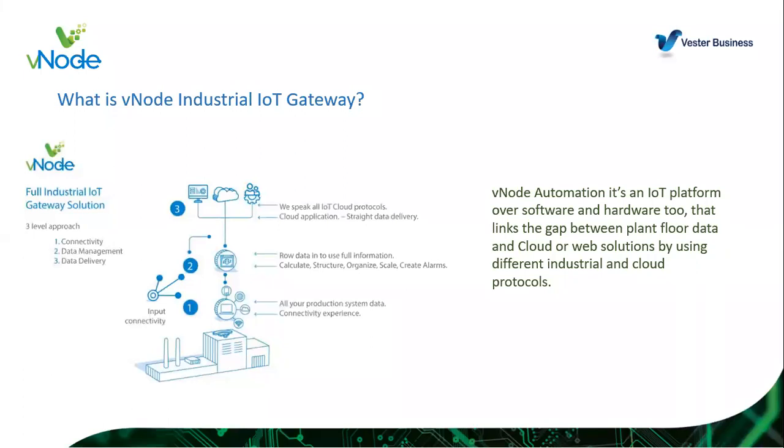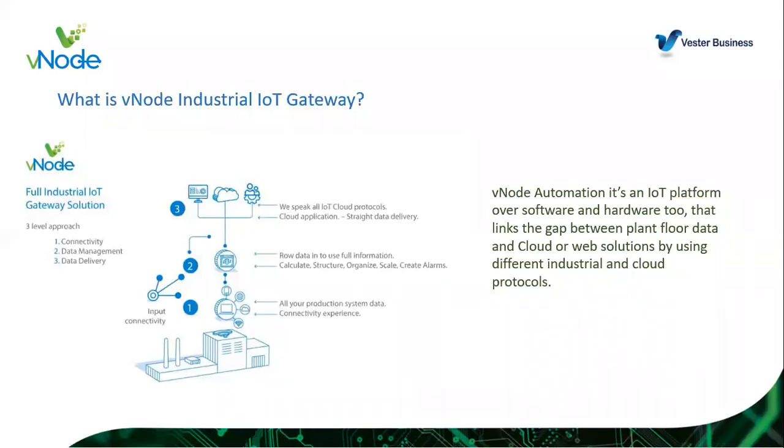So Beano automation is an IoT platform, software and hardware too, that links the gap between plant data and cloud or web solutions by using different protocols. As you can see on the screen right now, we can take data from any kind of industrial environment, Beano automation takes it, and then it can push, publish or send it back to any kind of application.